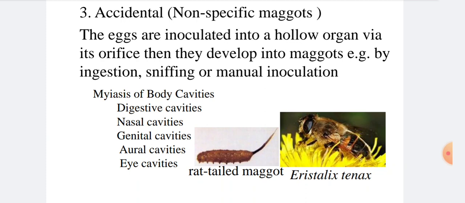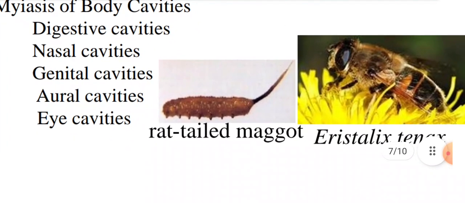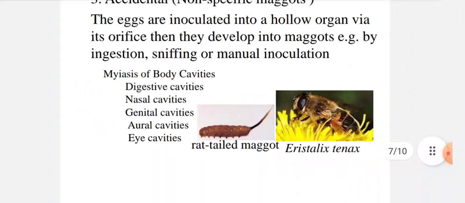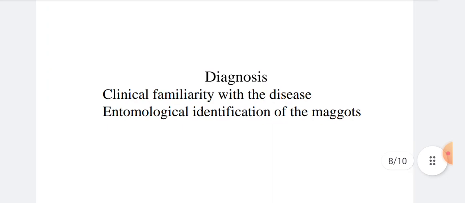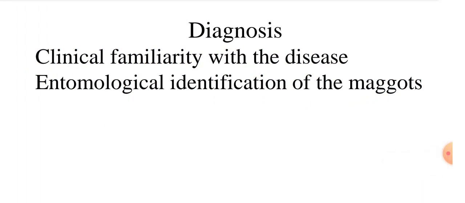You see the rat tail maggot can cause accidental myiasis. It is produced by the fly Eristalis tenax. The diagnosis: clinical familiarity with the disease, then entomological identification of the maggots.